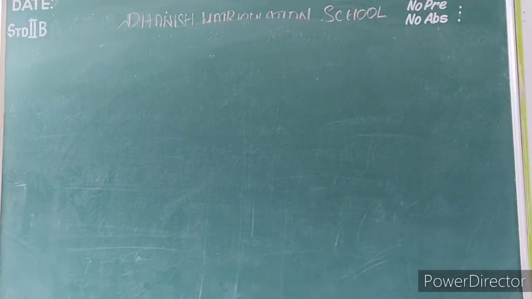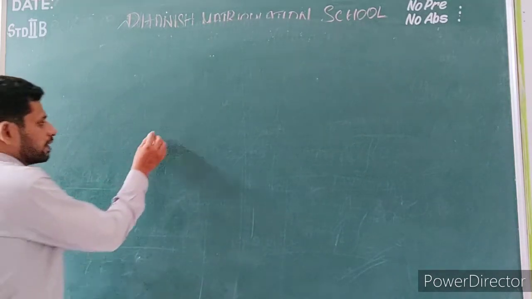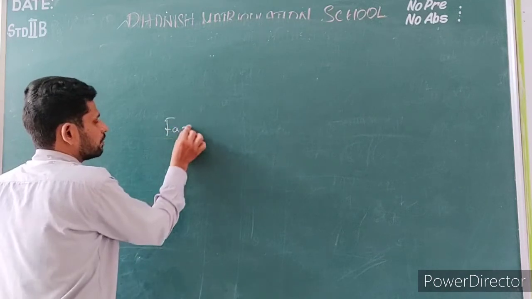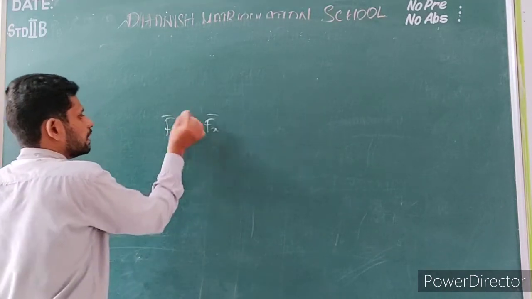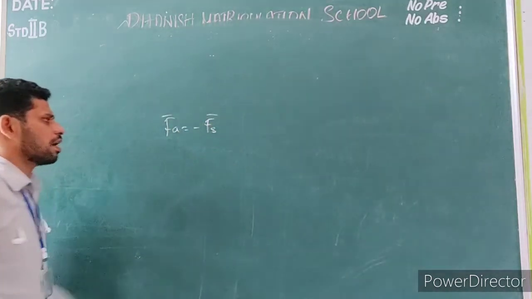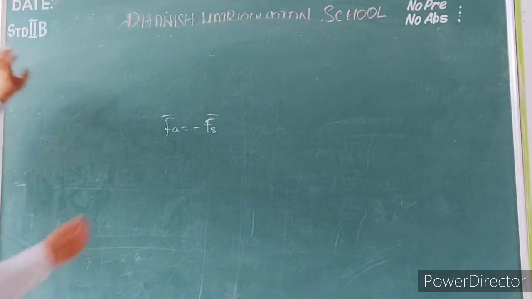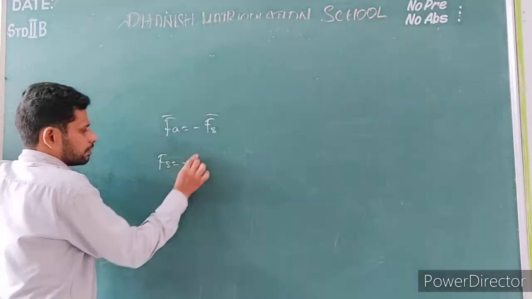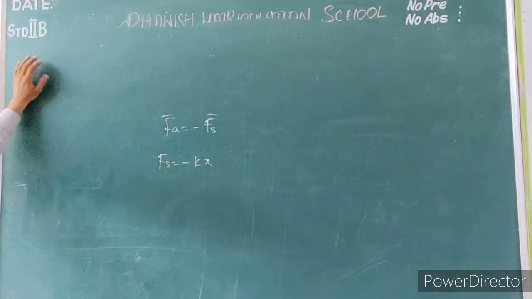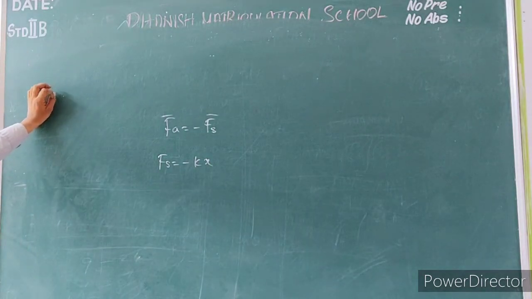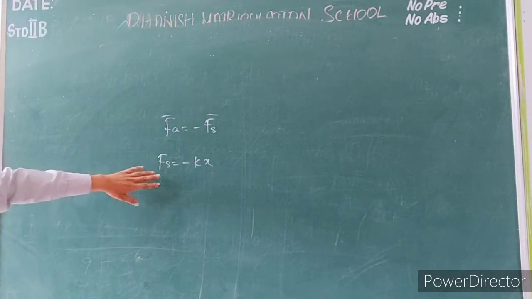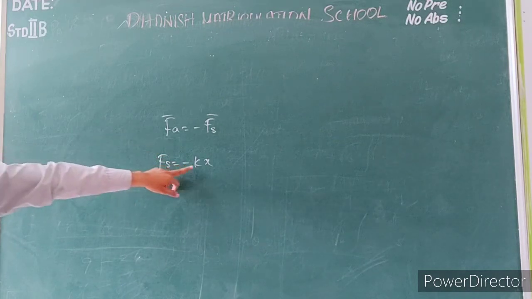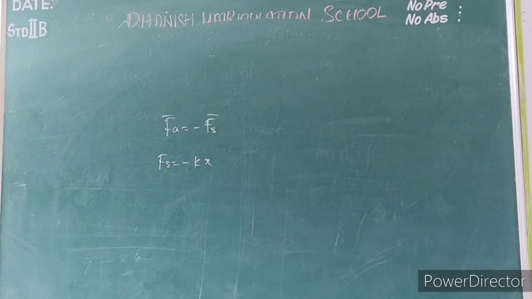Normally, for that elastic spring force, the applied force will be in the opposite direction of the spring force. Always the opposite direction. Then Fs will be equal to minus kx. The spring force has a negative sign. The negative sign always indicates that the spring force is always opposite to the displacement.